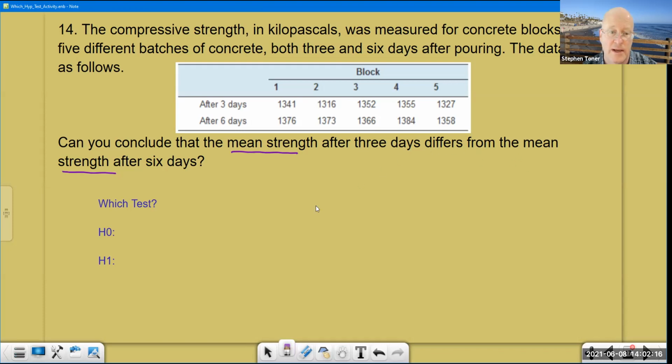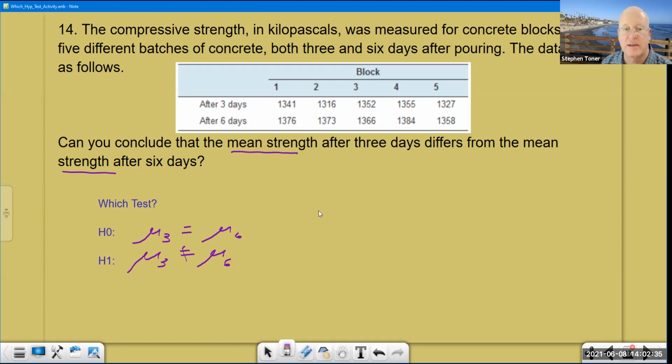Ooh, mean 3 days later. I'm going to write that as mu subscript 3 differs from mu subscript 6, if that's okay with you. And my null hypothesis will be mu 3 is equal to mu 6.